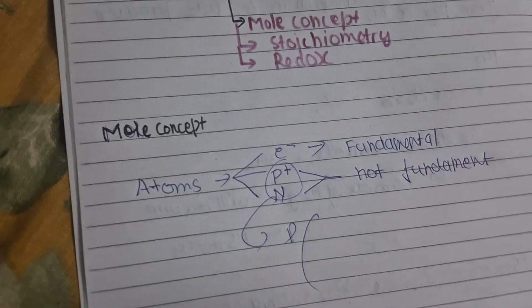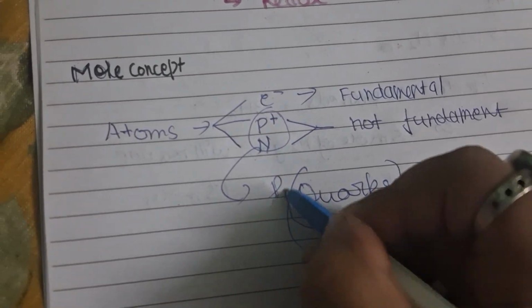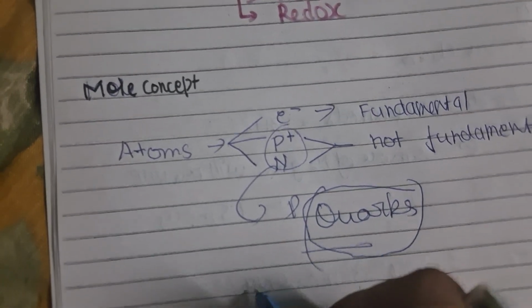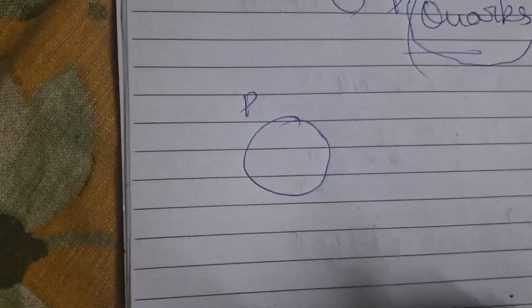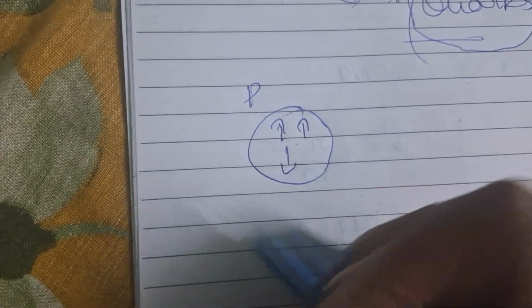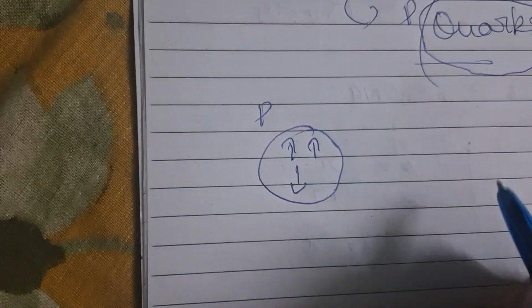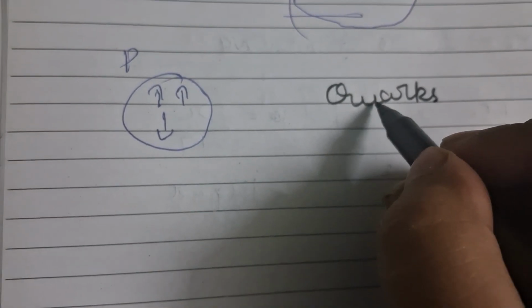Because a proton is made up of quarks. Not cocks, quarks. A proton is made up of quarks. So let's say this is a proton. It is made up of quarks, and to be exact, two up quarks and one down quark. Let me get to that actually. Before that, we'll study quarks. I'll tell you four types of quarks.